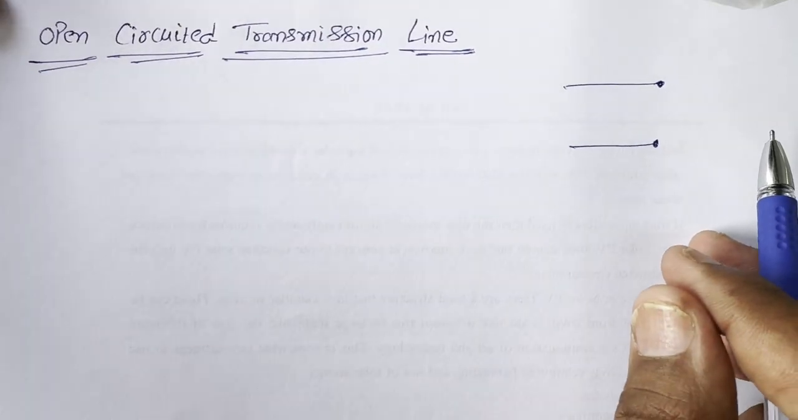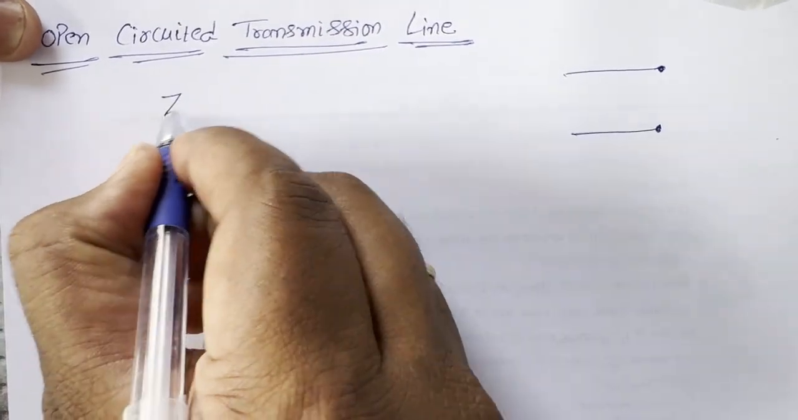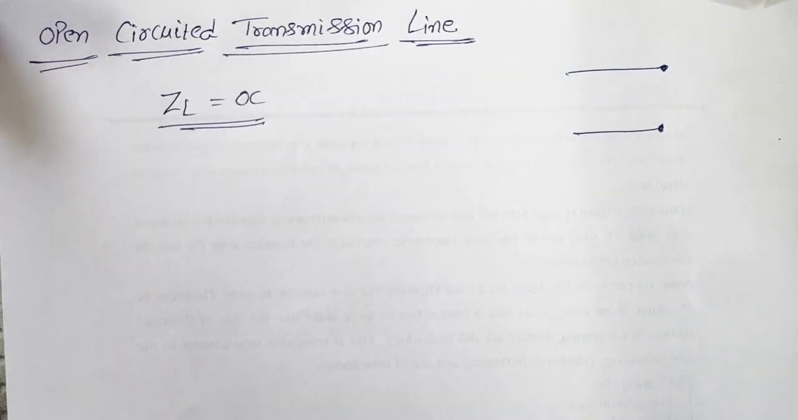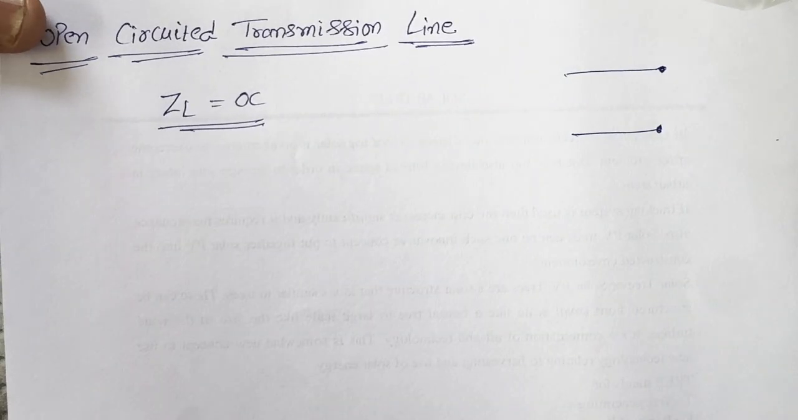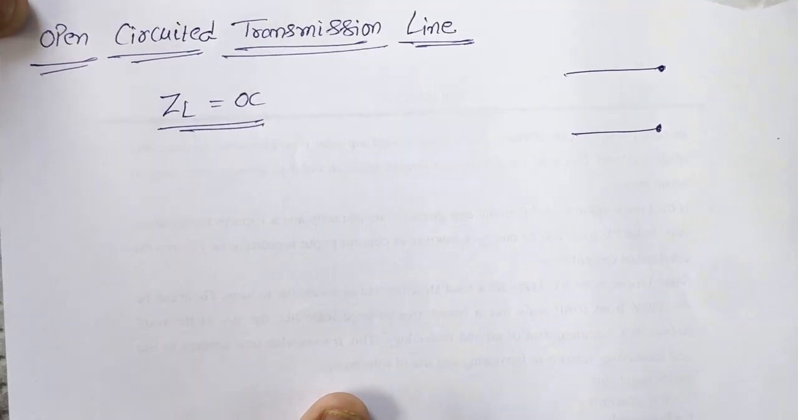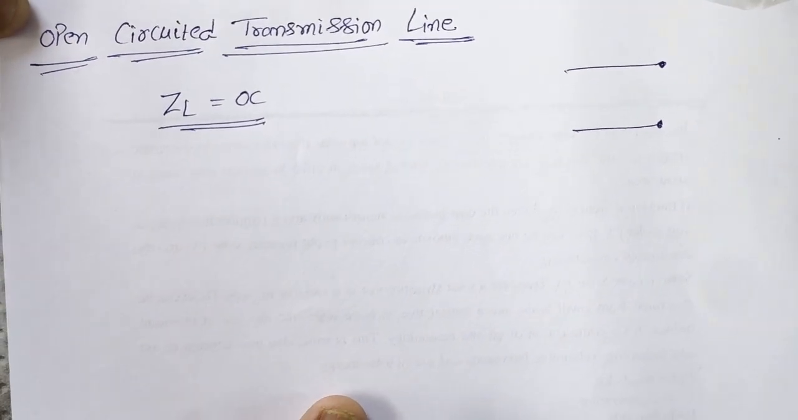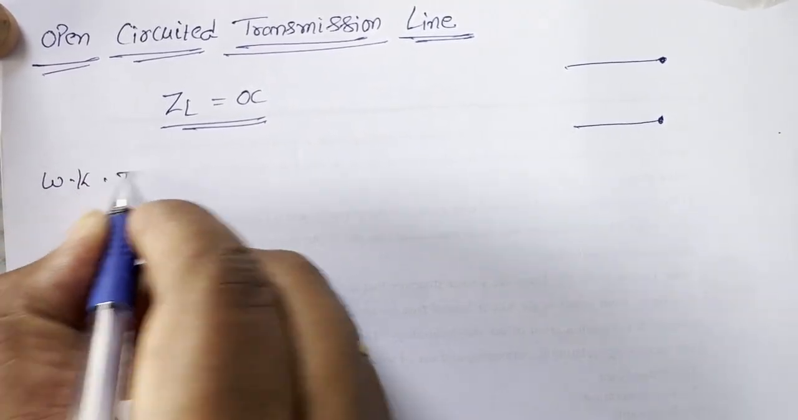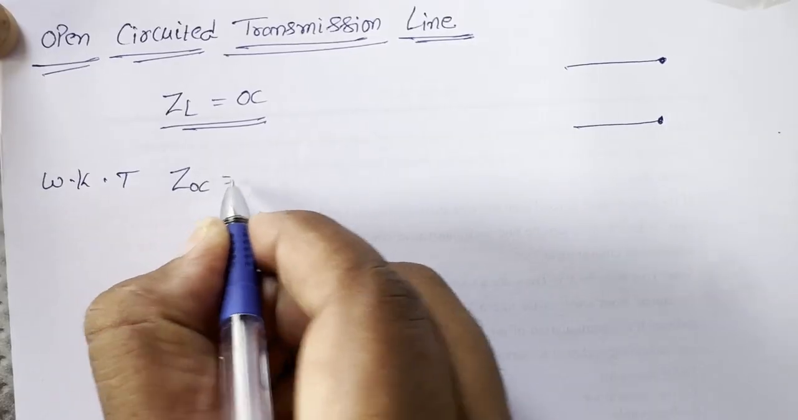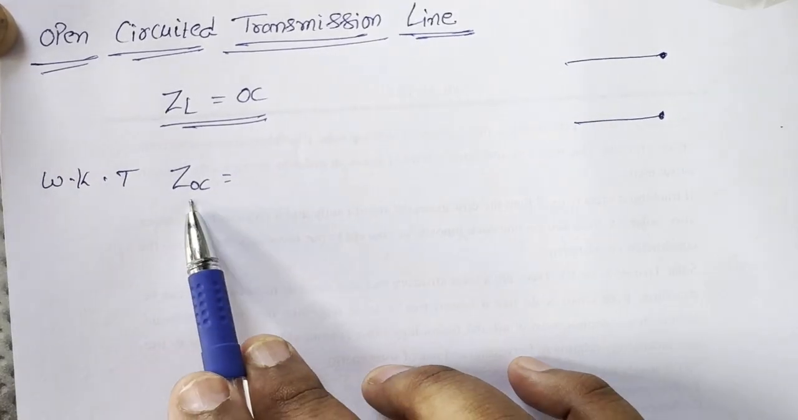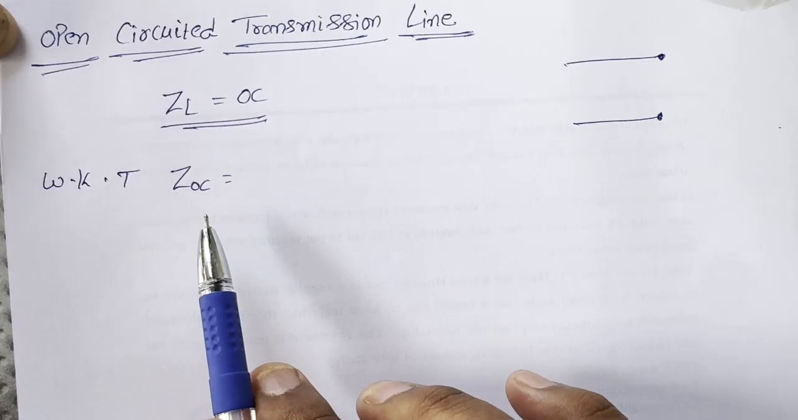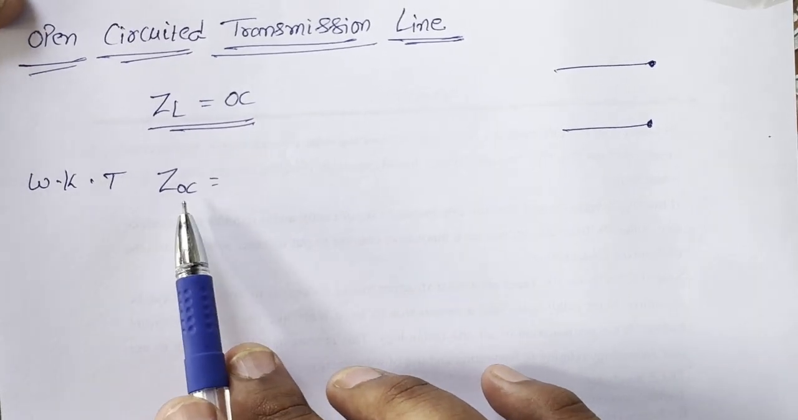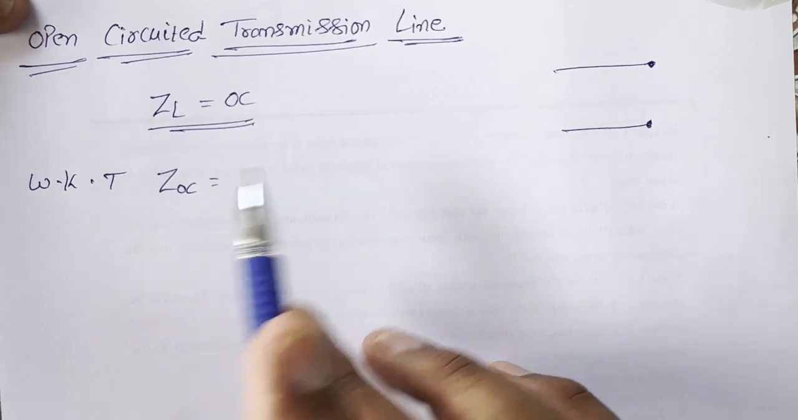When it is open circuited, the value of ZL is equal to infinity. Open circuit means it offers a high amount of impedance, so ZL value will be infinity. Then we know that ZOC is the open circuited impedance. In our previous discussion, we assumed this as ZSC. Now I am assuming it as ZOC.